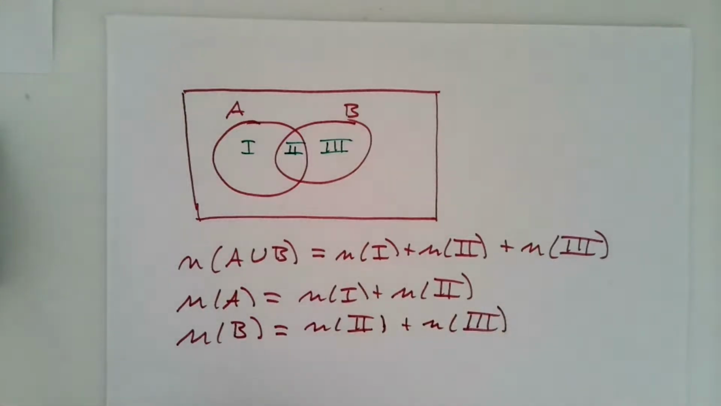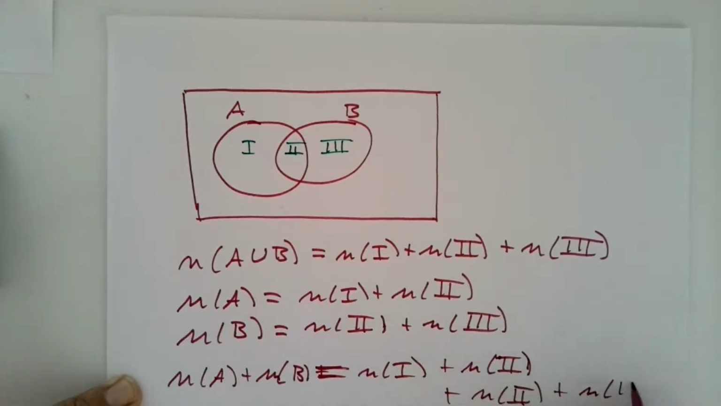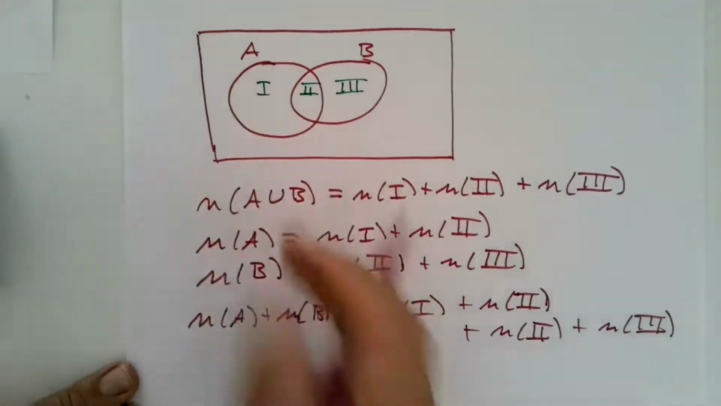So you'll notice if I add them together, the number of A plus the number of B, I get 1, 2 is there twice, and then 3 is there once. So equals number in region 1 plus number in region 2 plus number in region 2 plus number in region 3. So that's a problem. It's not 1, 2, 3. That's there an extra time. So what that does is that indicates to us what our rule should be. We've got to throw out the overlap.